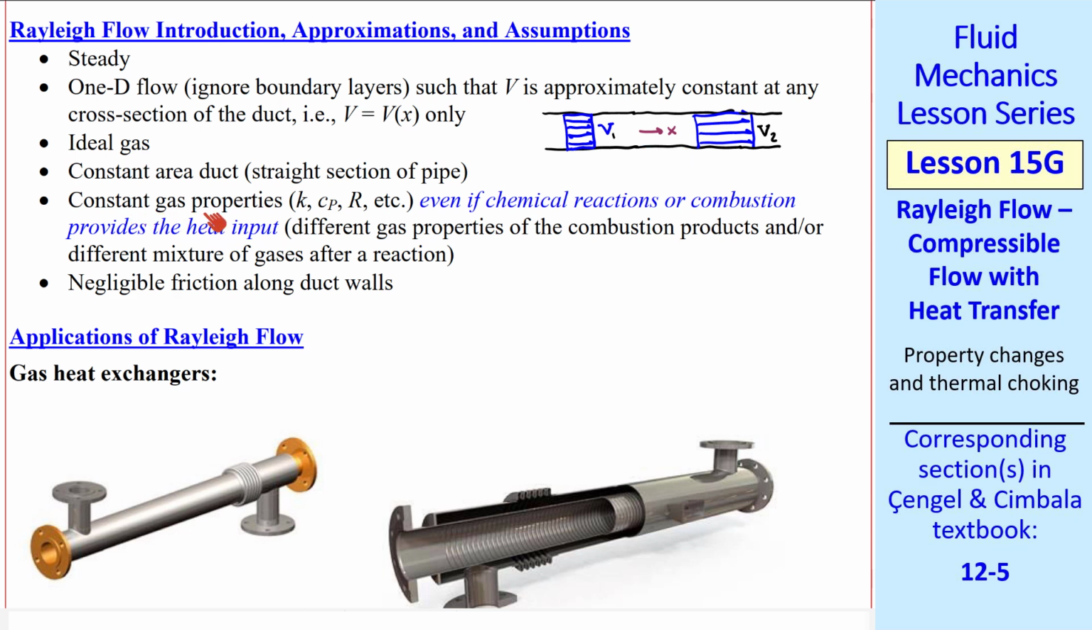This is an important approximation that all the gas properties, such as the ratio of specific heat, gas constant, etc., are constant. This is not strictly true, especially if there are chemical reactions or combustion, which can lead to different values of these constants. But this approximation enables us to solve these problems analytically. Finally, we neglect friction. There will be friction, of course, along the walls of the duct, but we'll deal with friction later in what we call Fanno flow.